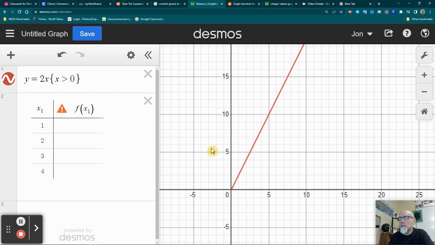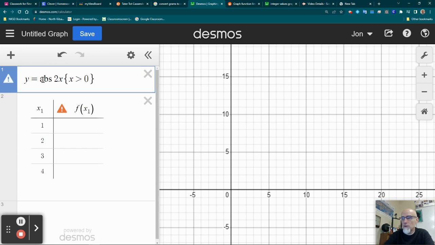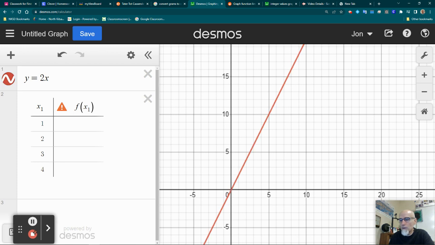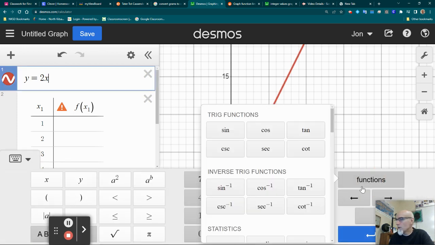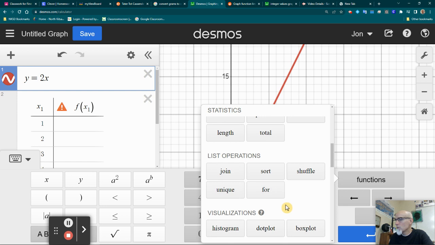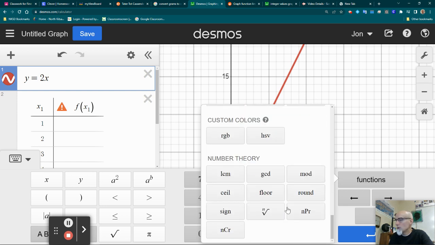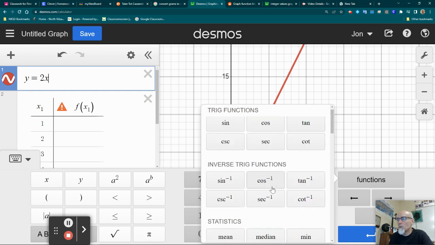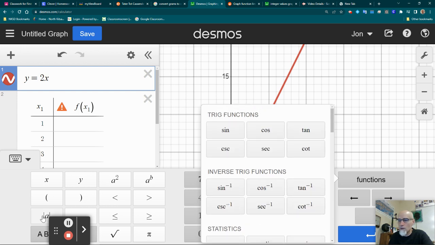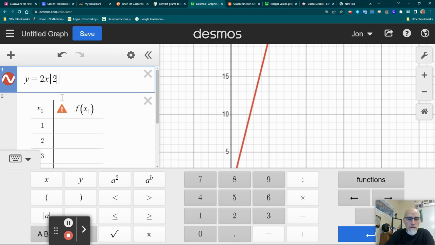Now, if I changed my function, let's say I had absolute value. Check this out. Let me get rid of this for just a second. I've got to move this over, and let's go into functions and down to the absolute value function. We could just type in ABS, but I was looking for the little vertical bars. Oh, wait, it's right here. So I'm going to put 2x inside the absolute value function.